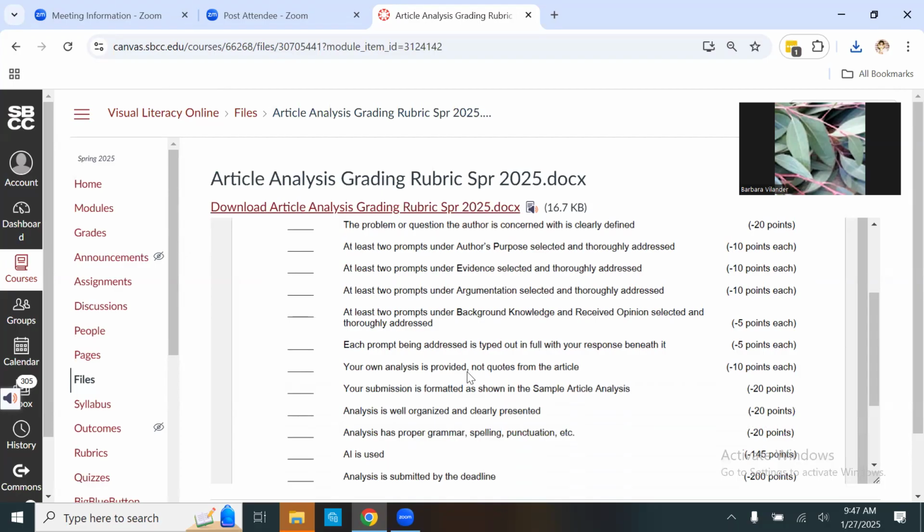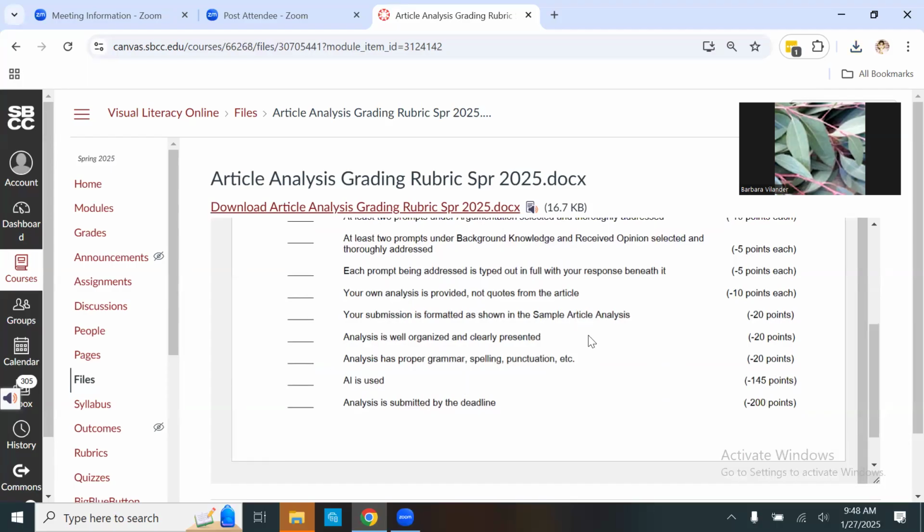Your own analysis provided, not quotes from the text. I don't want you to quote the text. You can summarize in your own words a quote in the text, but I don't want you to waste time in your analysis. I mean, I've had people provide half a page of quoted text. That's cheating. Okay, I want you to use your own words. Okay, so you need to format it the way I just showed you.